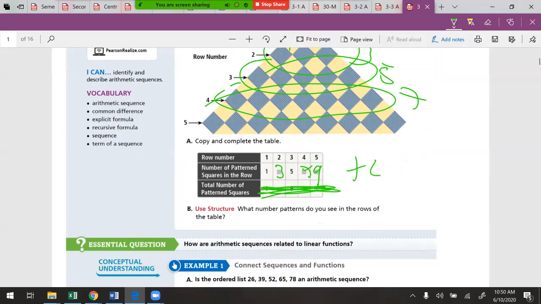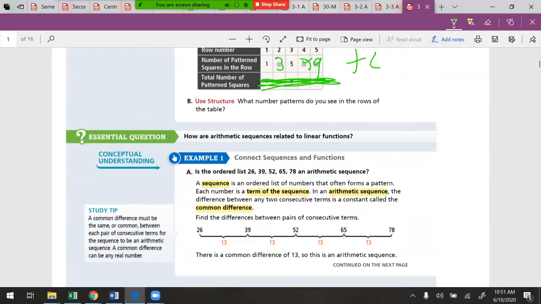And an arithmetic sequence means you're, again, adding or subtracting to get to the next number. So let's look at this pattern here. Is this arithmetic? Well, let's see. We're adding 13 to every number. So if that's the case, yes, it's arithmetic. If you're adding different numbers, it's not arithmetic. Or subtracting different numbers, it's not arithmetic. Okay, that's important.